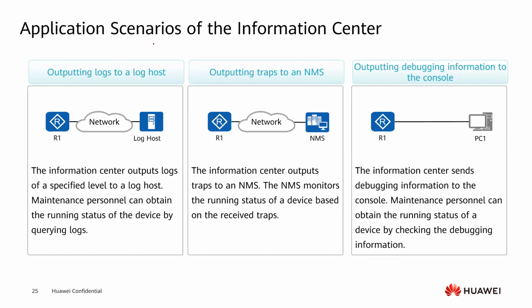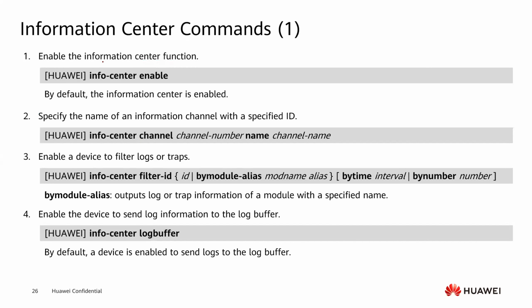Let's see some scenarios of the information center. One is outputting logs to a log host. We must configure the IP address of the log host, and then all the log information will be sent to the log host server. Outputting to an NMS uses SNMP traps. Outputting debugging information to the console must run the debug command. Then we learn some basic commands for the information center.